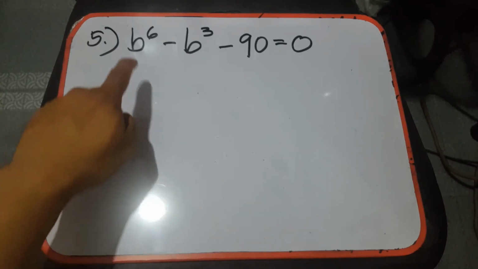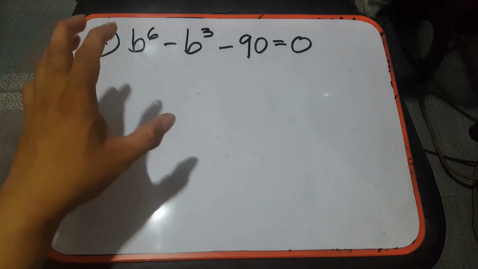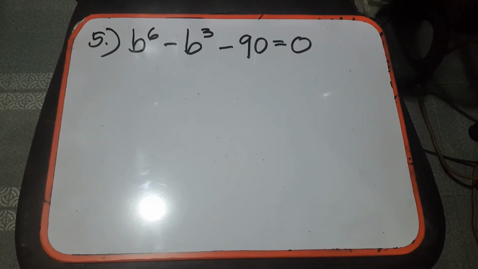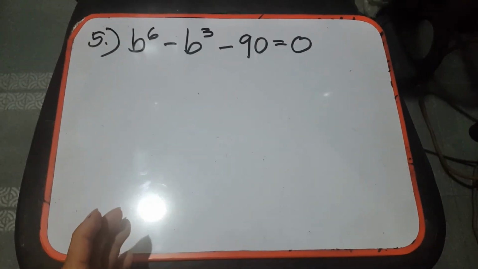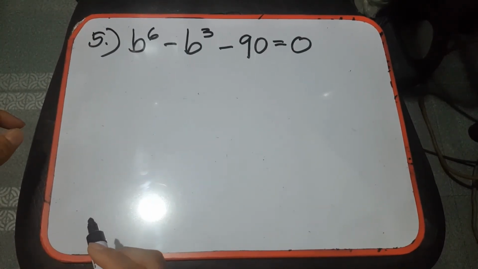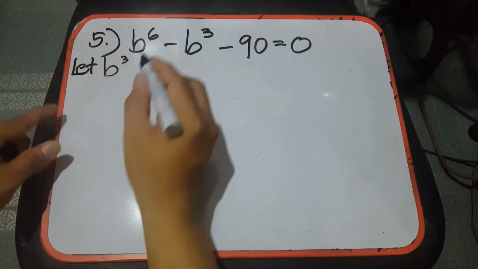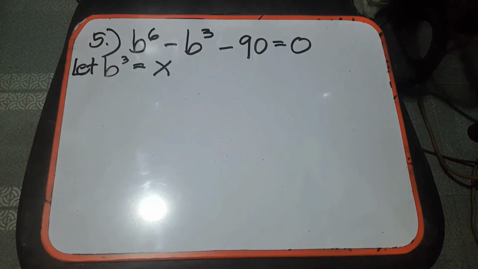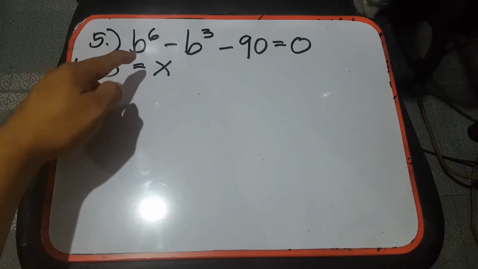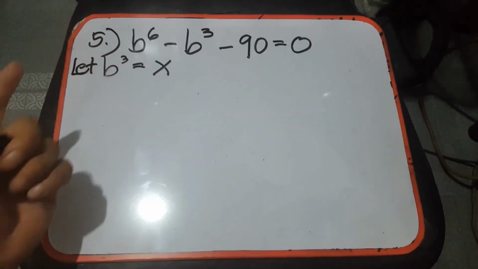In order for us to solve this, because as you can see, it's not a quadratic equation because the highest exponent is not 2, just like what we did on example number 2, we are going to let the variable with the lowest exponent be another variable. In the case of b raised to 6 minus b cubed, the variable with the lowest exponent is b cubed. So we are going to let b cubed is equal to x. By doing that, we can make this equation a quadratic equation.